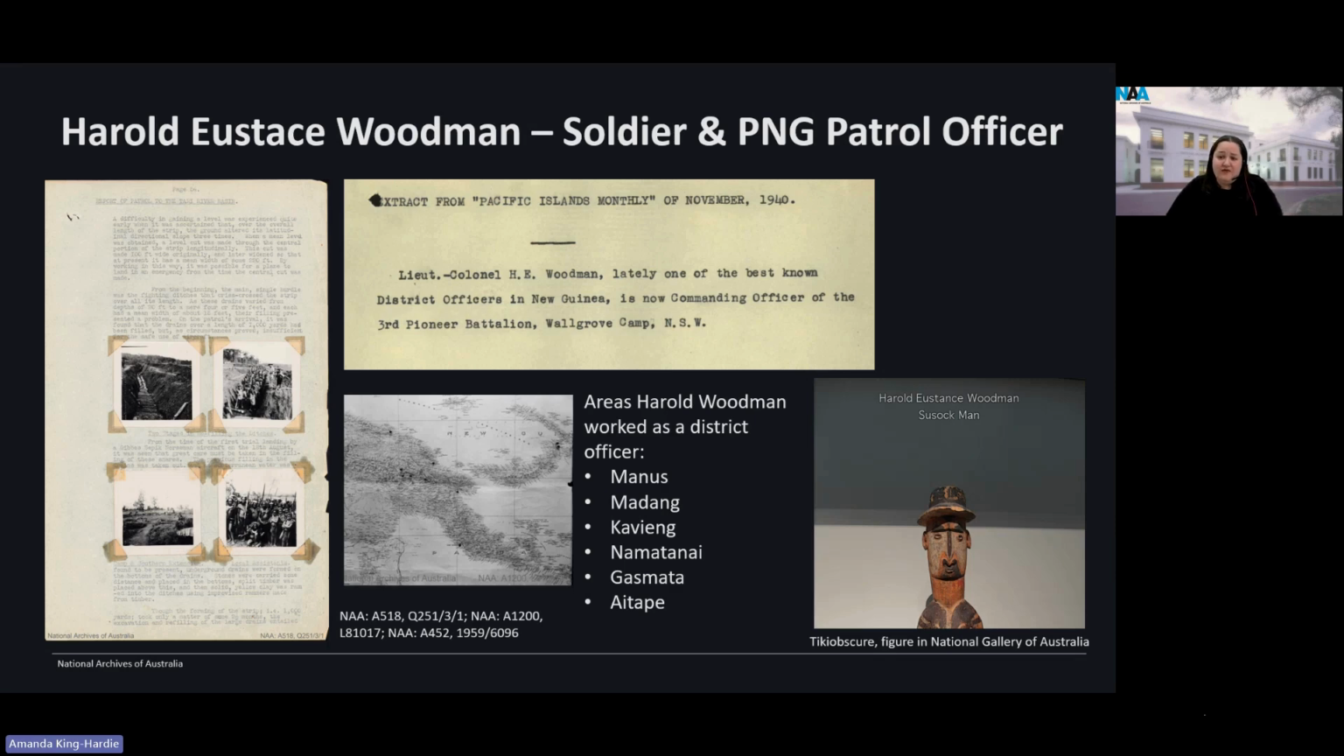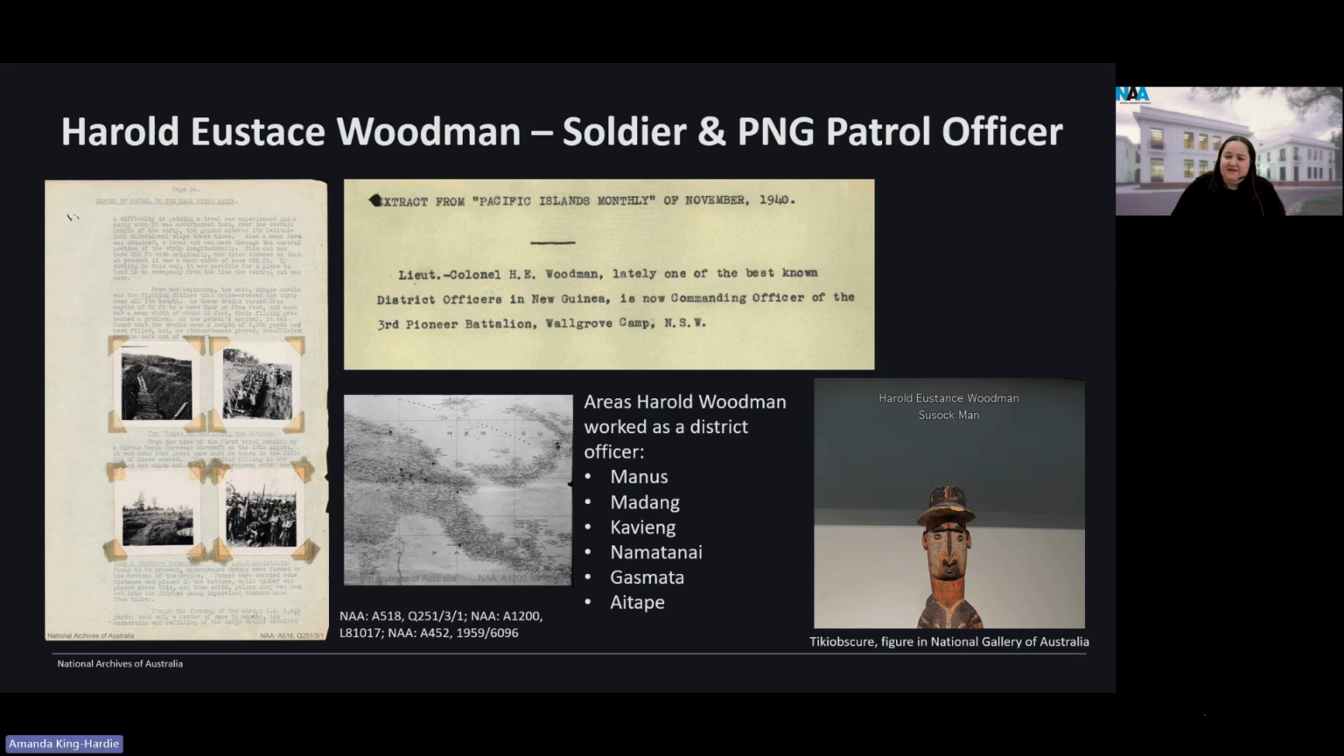Harold spent the next 12 years as a district officer and worked in a range of areas across PNG listed here, and became one of the best known district officers in PNG, as evidenced by the extract from the Pacific Islands Monthly in 1940, shown at the top here, but also by a rather remarkable statue made by the Wasera people in PNG in the 1930s. So that's the one on the bottom right. That statue is held over at the National Gallery of Australia.